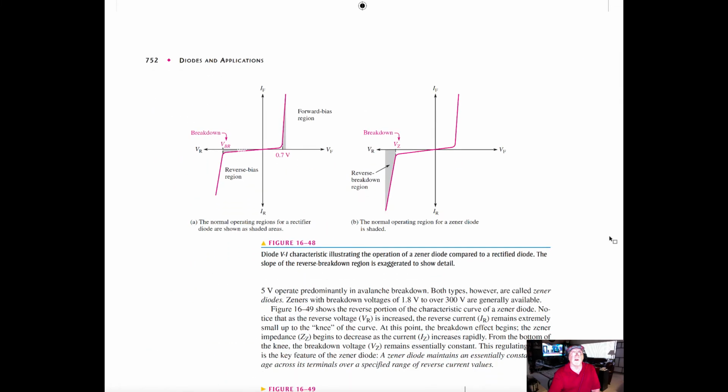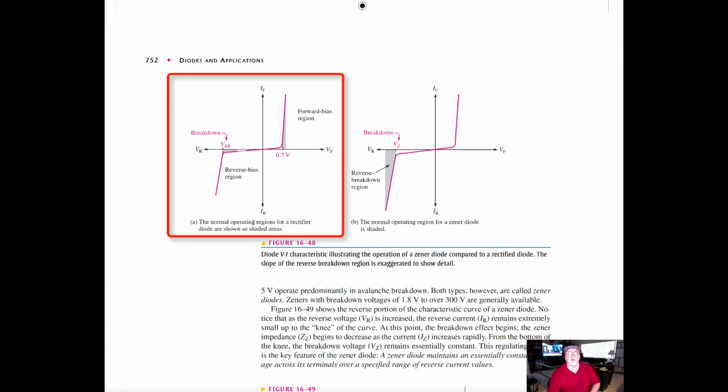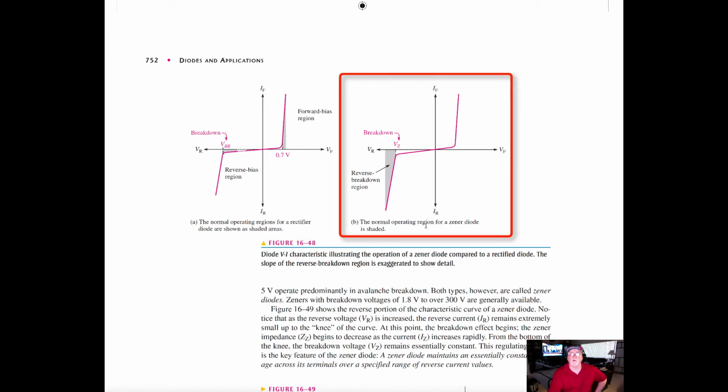So there are the diagrams right there. You can see the normal operating region for a rectifier diode as shown in the shaded area, and then the normal operating region for a Zener diode over here on the left.